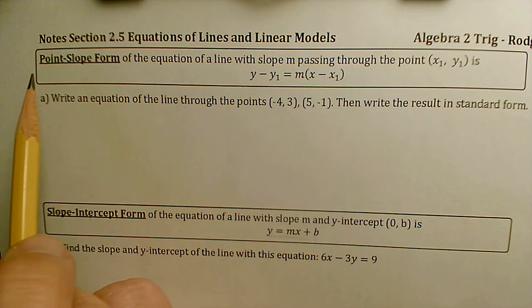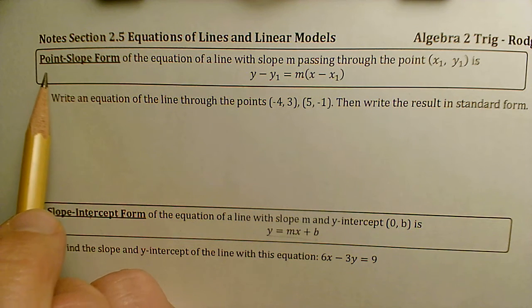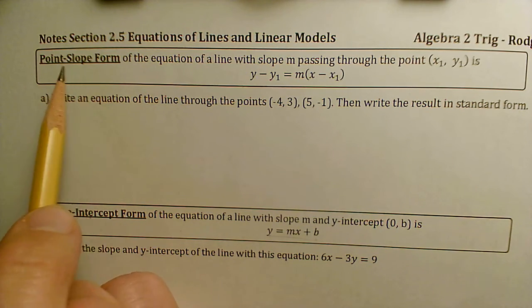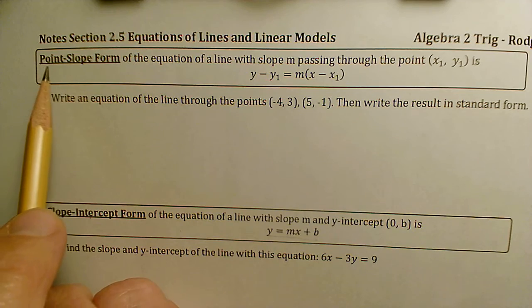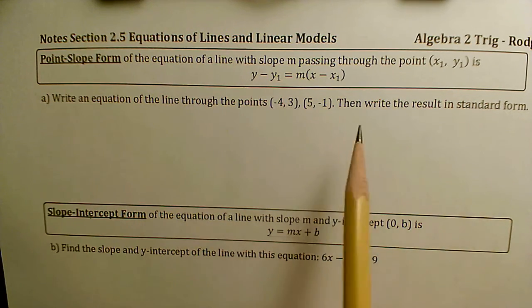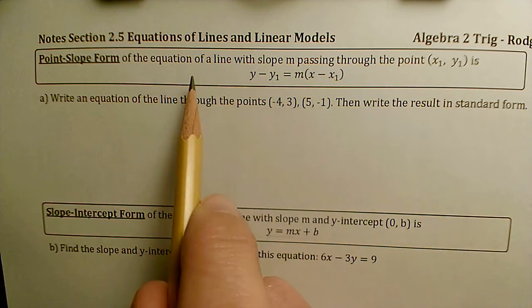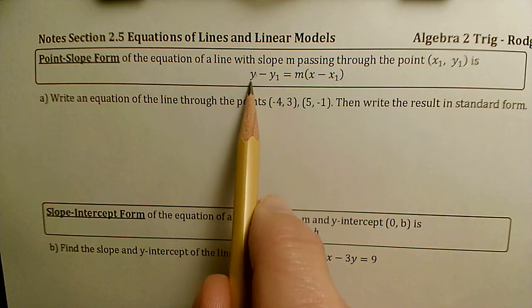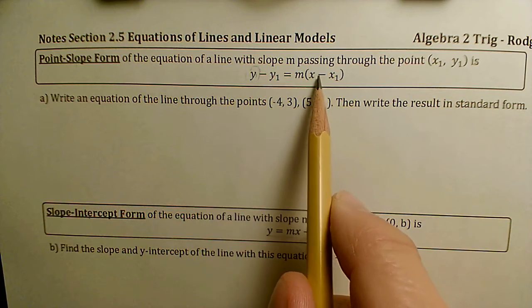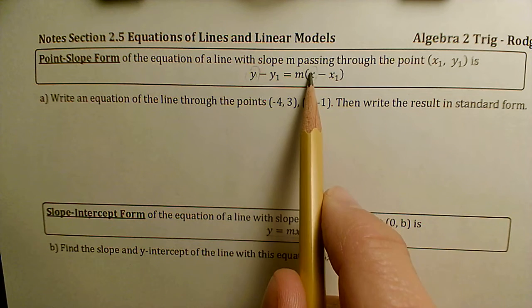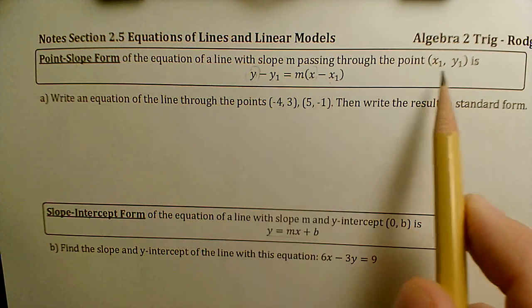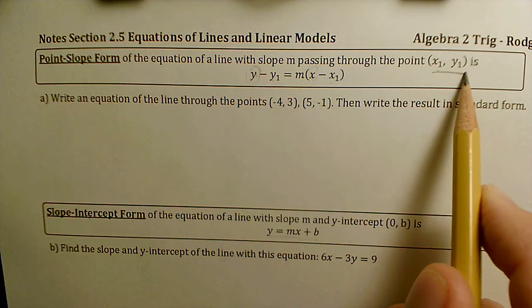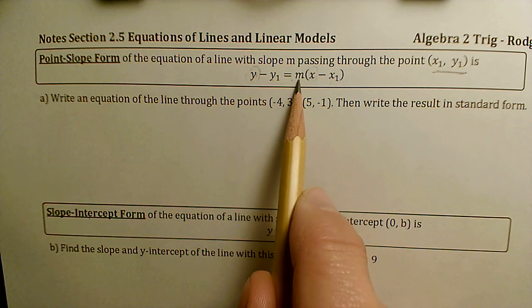But now we want to introduce another type. Again, some of you may have seen this before, but for some of you, this is a brand new form of the equation of a line. So it's called the point slope form. In this equation, y is going to be a variable, and so is x. y sub 1 and x sub 1 are the coordinates of a point. And then m, of course, is the slope.